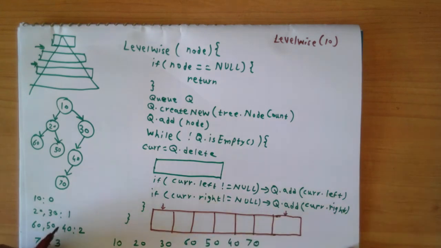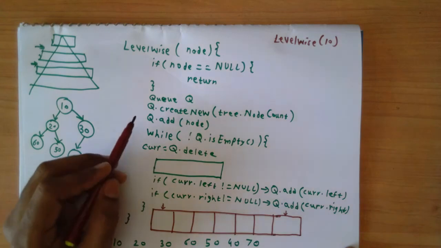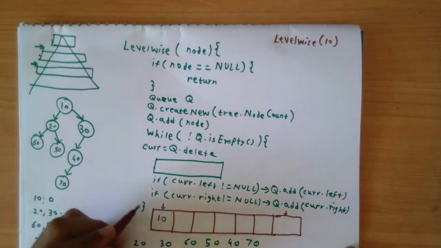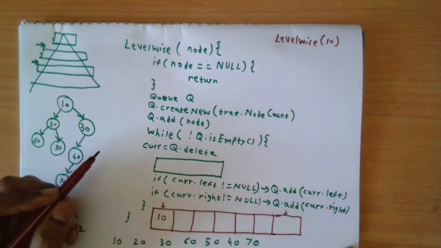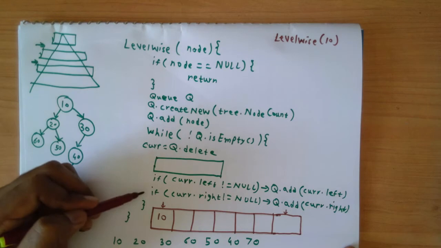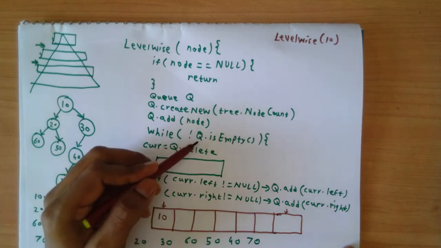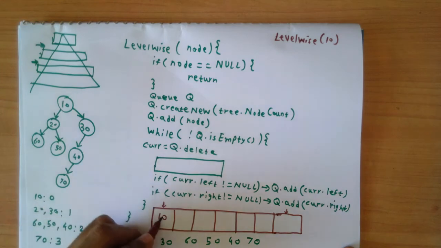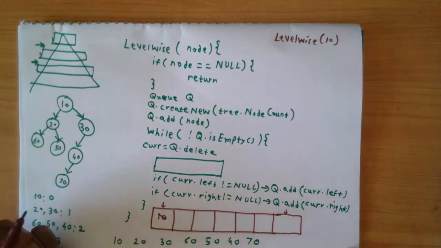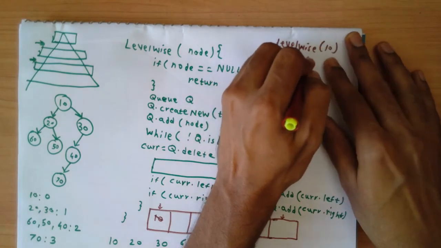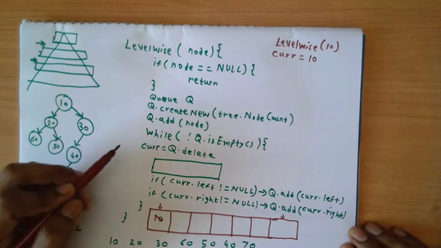Fine. And then what happens? Then I'm going to add my current node. So 10 comes here to the queue, and then we start iterating through our while loop. So is our queue empty? It is not empty. There is one element in our queue. So I'm going to delete the element from the queue and store it in the current. So let's keep track of our variable current. Okay, so current is now equal to 10.